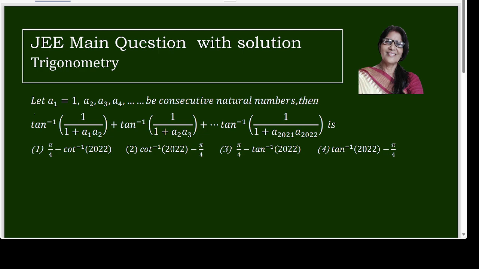Option 1 is pi by 4 minus cot inverse 2022. Option 2 is cot inverse 2022 minus pi by 4. Option 3 is pi by 4 minus tan inverse 2022, and option 4 is tan inverse 2022 minus pi by 4.